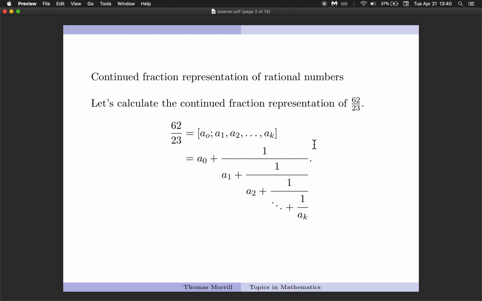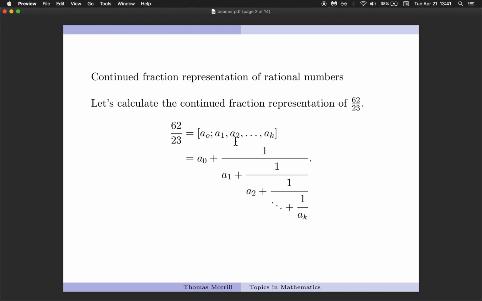We can still use this idea to get an approximation for some fraction, right? There's the idea that if we cut off the expansion early, we'll get a continued fraction which is close to this number. And again, that was something that I talked about before break. I want to try to calculate what these integers a0 up to ak are going to be for this fraction 62 on 23 in particular.